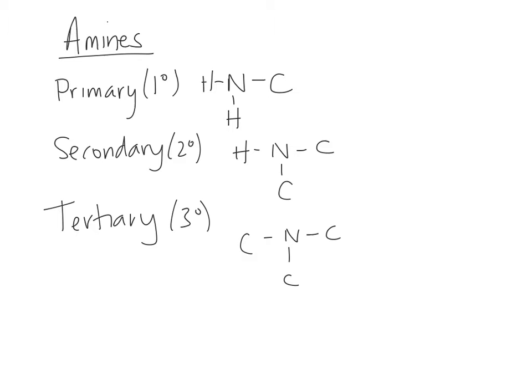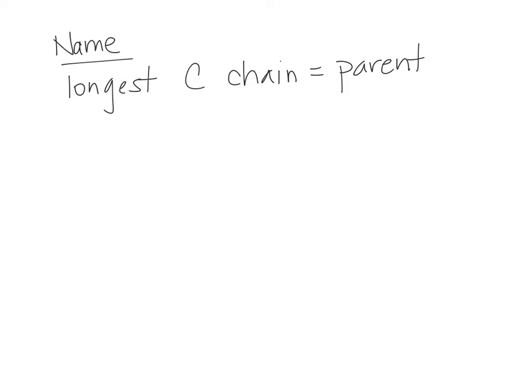So whichever type of amine you have, the longest carbon chain becomes the parent, becomes the root. Whether it's bonded to one carbon or more than one, find the longest carbon chain, and this becomes the parent. So the longest carbon chain is the parent, or the root.